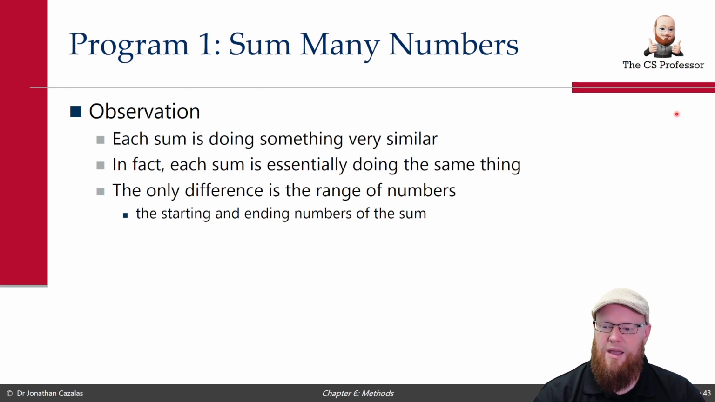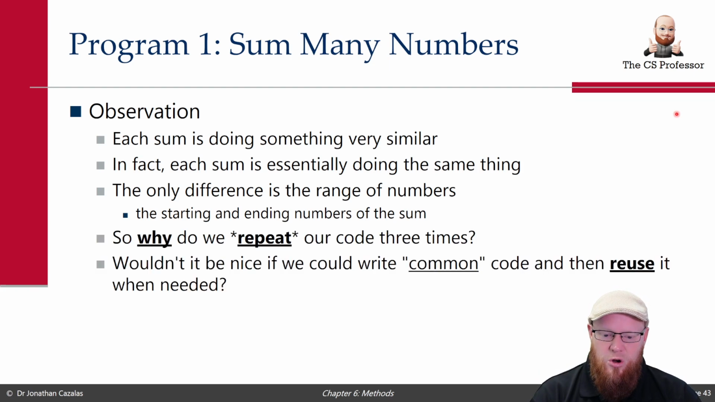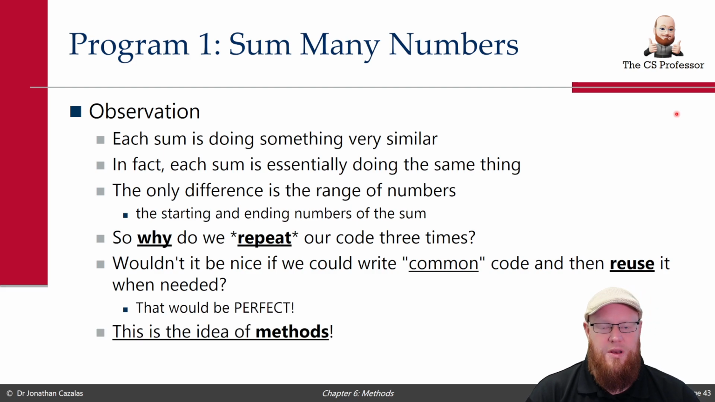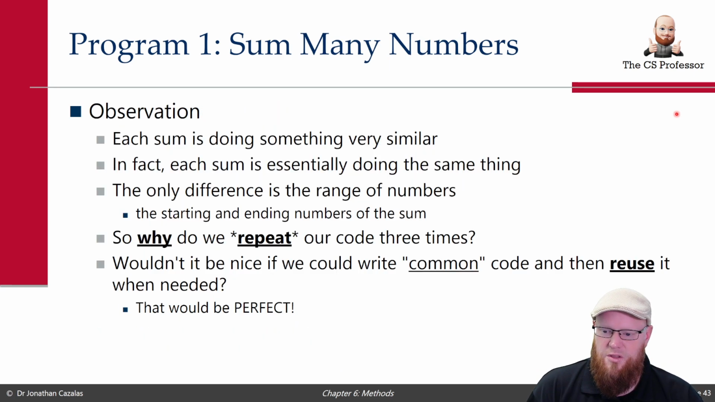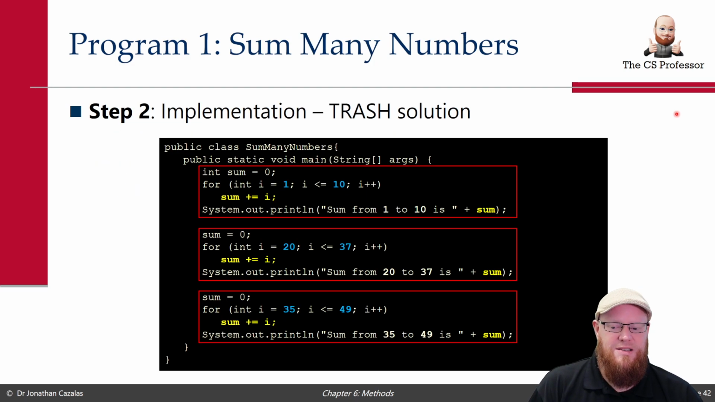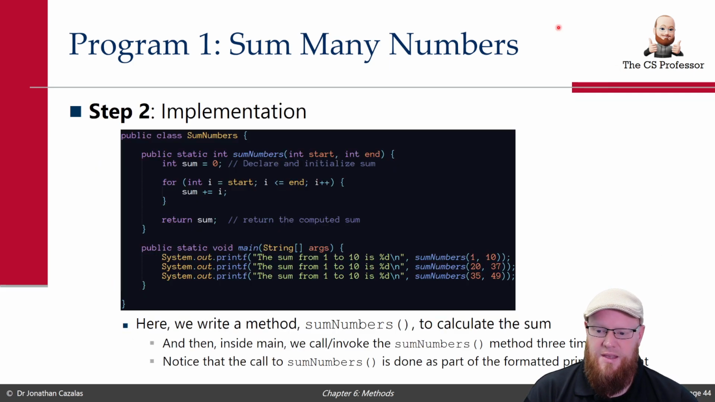So once again, I observe that each of those sets of code is doing the same thing. That's horrible. Wouldn't it be better if we could write some common code and then simply reuse that common code when needed? As we know, this is the idea of functions. This is therefore certainly the idea of methods as well. So here's a solution. And look how clean that is compared to the previous solution right here, where I did the exact same thing 3 times. Instead, now what I've done is I made a method. Let's look at this method.